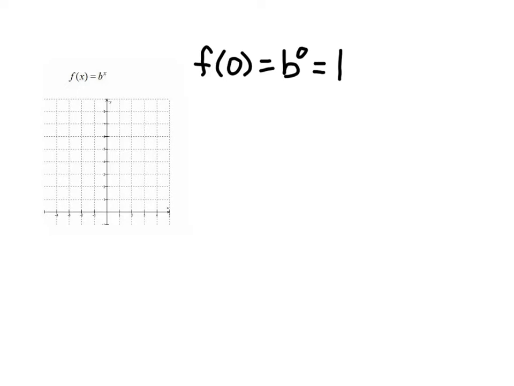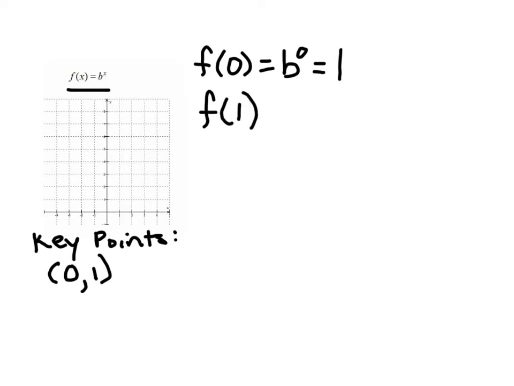So the graph of f of x equals b to the x will always include, I'm going to refer to them as the key points for the graphs of functions of this form. It's always going to include the point (0, 1). Whenever you input 0 for your x, you're going to get 1 for your output, your y. Now, there's also something we can generalize for f of 1. So f of 1 will be b to the first, so that will always give us the base b. So whenever 1 is the input, the output will be the base b.